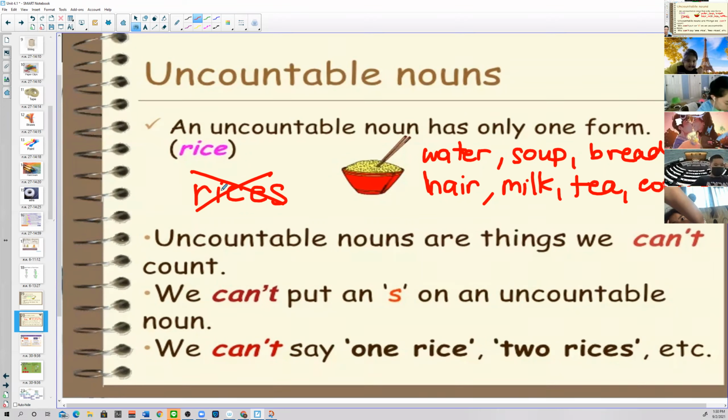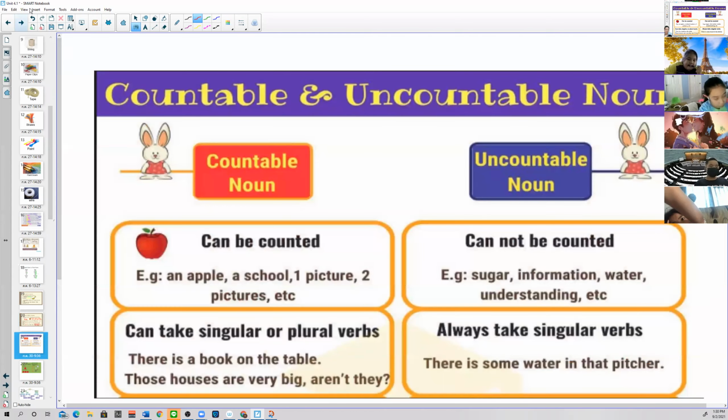Oh, I have rice, like that, all right? So here you see this one. That's English. So don't make a mistake.